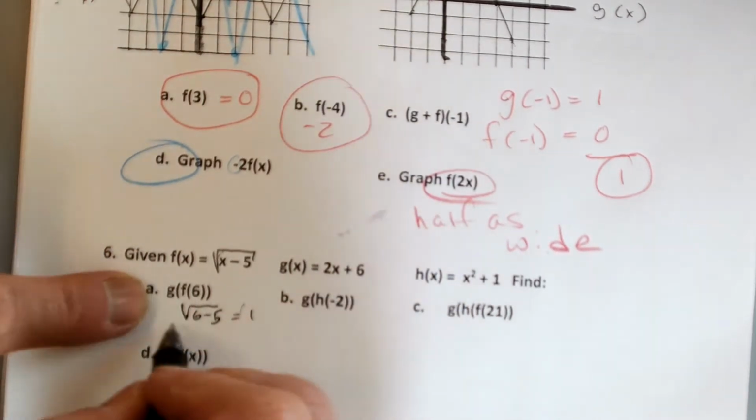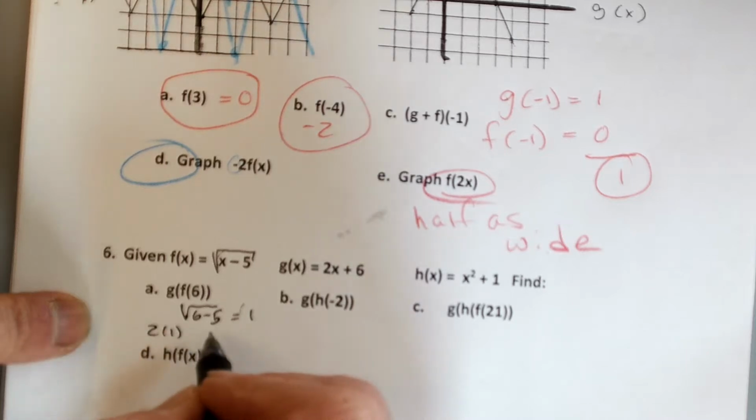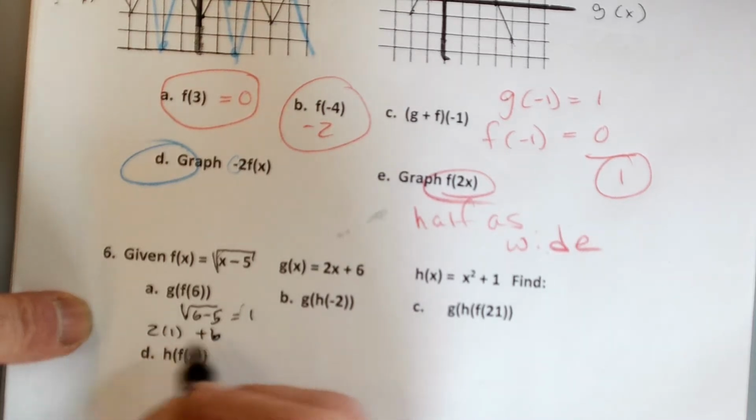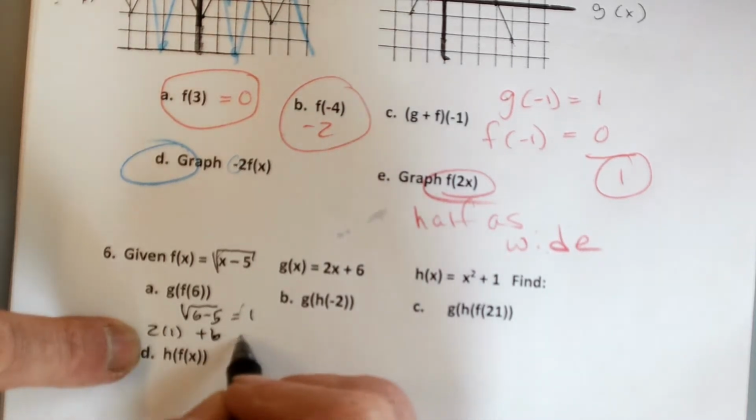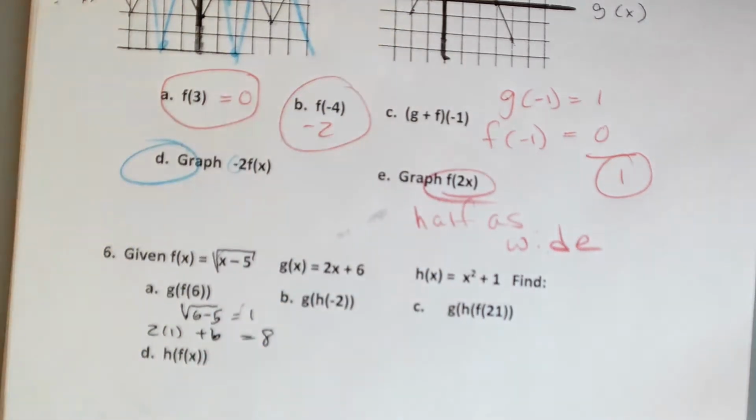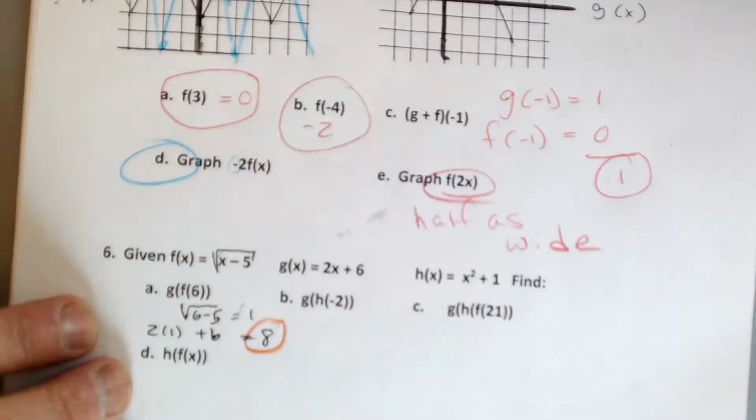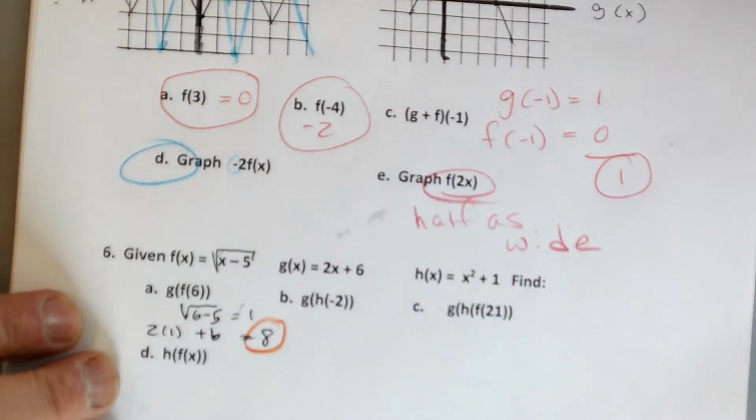So 1 into g, I'm going to go 2 times 1 plus 6, which is 2 times 1 is 2, plus 6 is 8. So that's my answer, 8, okay? Rewind the video if that confuses you, okay?